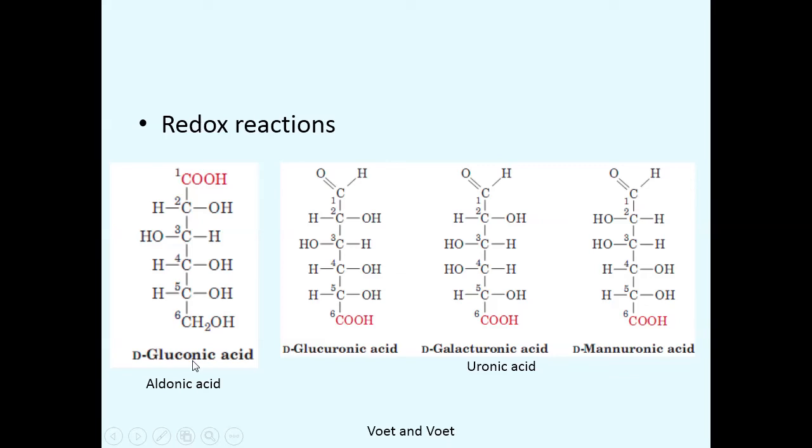The other type of oxidation products are those in which the alcohol group of sugar is oxidized to aldehyde and then to carboxyl. Such sugar derivatives are generally called uronic acids. For example, when carbon 6 of glucose undergoes oxidation, it produces glucuronic acid. The other derivatives shown are galacturonic acid from galactose and mannuronic acid from mannose.